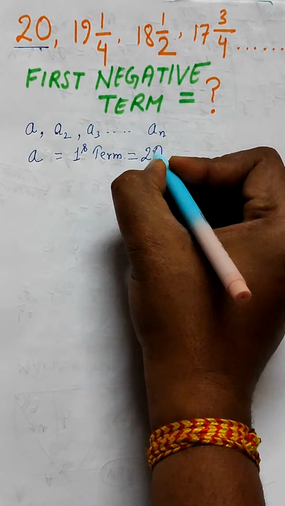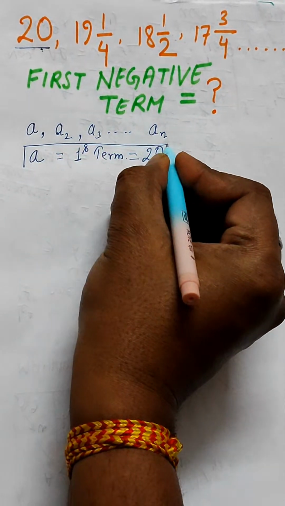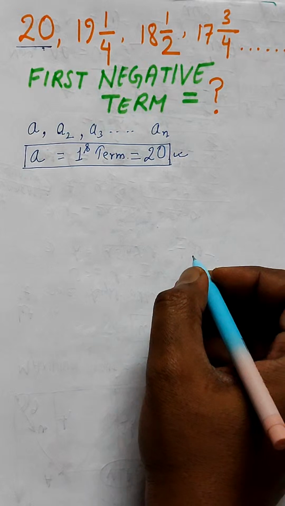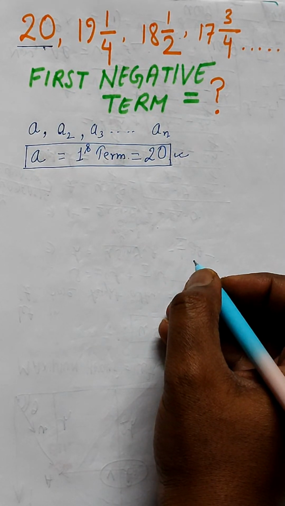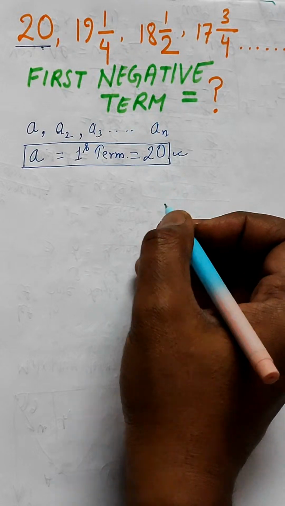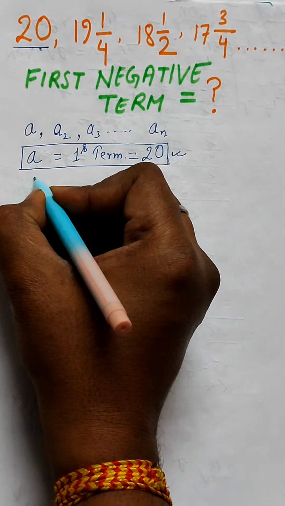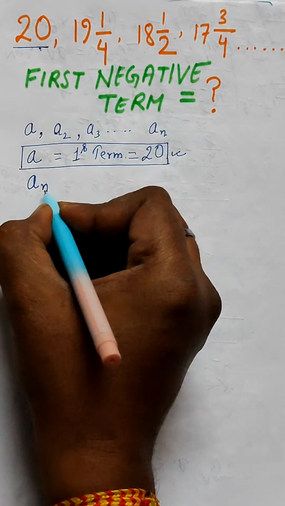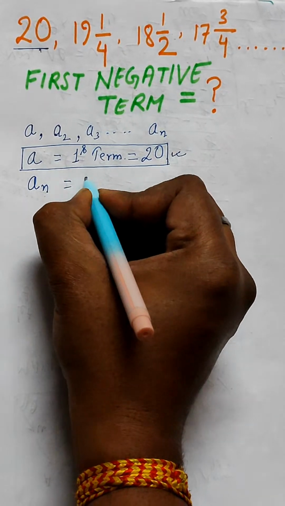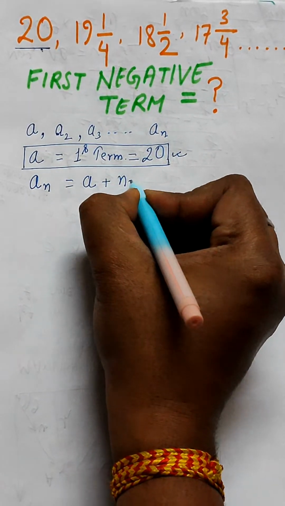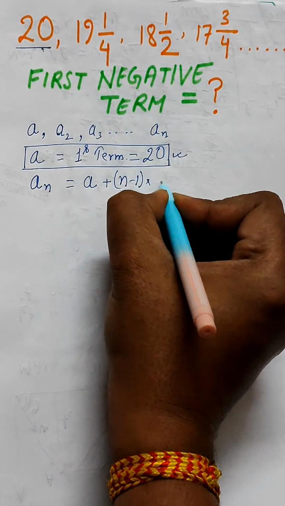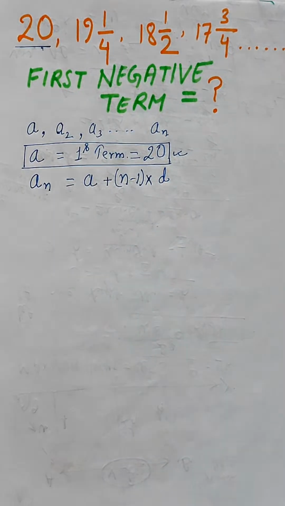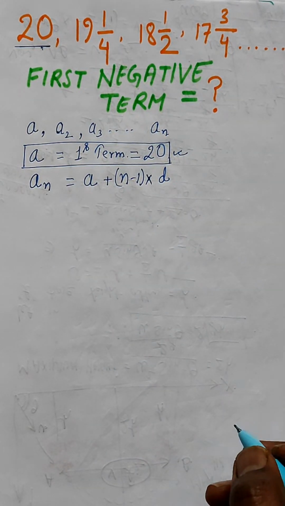So put the value of a as 20, right? This is known to you. This data is important, right? Why? Because you know that the nth term of any AP is calculated by the formula an equals a plus n minus 1 into d, right? And what is d over here? d is the common difference.